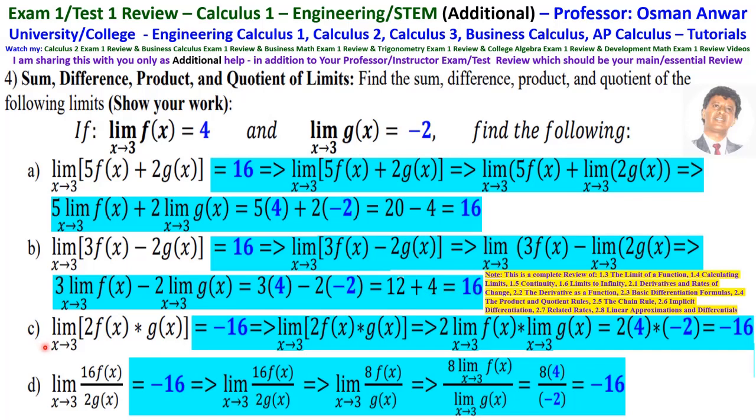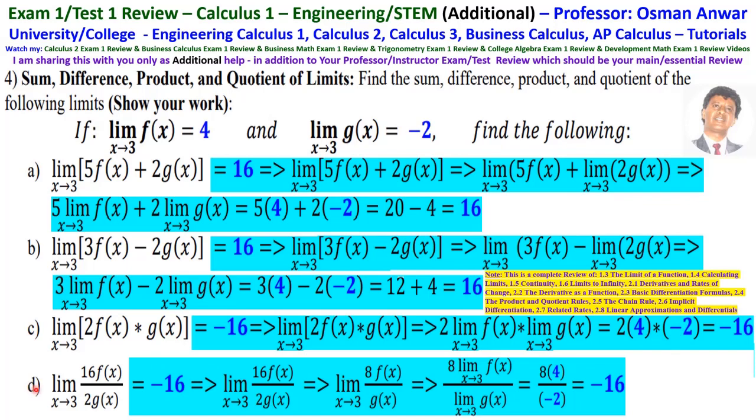Number C is the limit as x approaches 3 of 2 f of x times g of x, so this is 2 times the limit as x approaches 3 of f of x times the limit as x approaches 3 of g of x, which is equal to 2 times 4 times minus 2. So this is equal to minus 16.